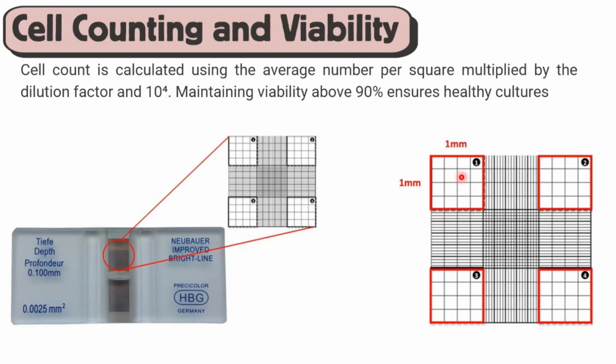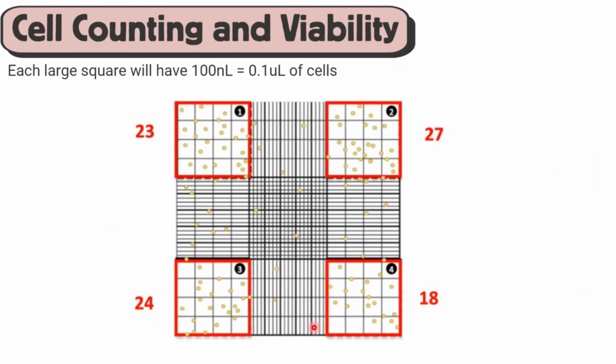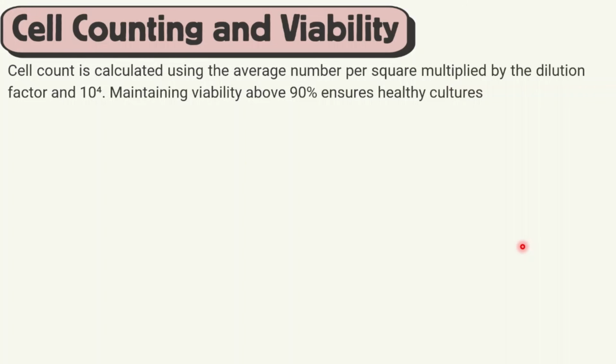So we use these four squares by the edge to count viable cells. Now it should be noted that the cells are first diluted in trypan blue using a particular dilution factor, which we'll get to in a minute. So let us assume that you have diluted your cells in trypan blue and you have placed them into the hemacytometer. So you count the number of cells that are within the four boxes. So if you have 23 cells here, 27, 24, and 18, you move on to the next step.